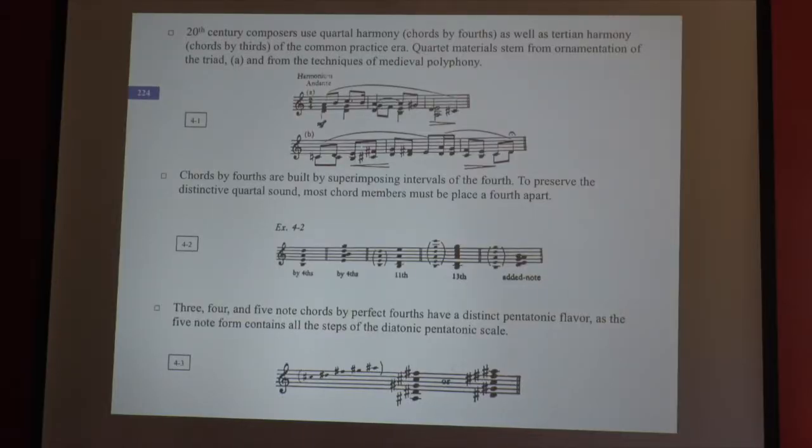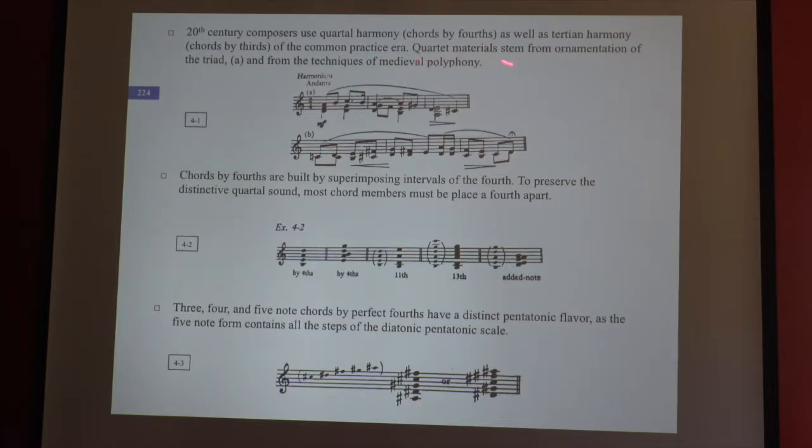All right, so we're moving on to the next chapter finally. Now we're talking about chords of fourths, quartal harmony, chords by fourths. 20th century composers used chords by fourths as well as tertian harmony, which is chords by thirds, of the common practice era. The common practice era is more chords by thirds. That's what we've been doing for a very, very long time.